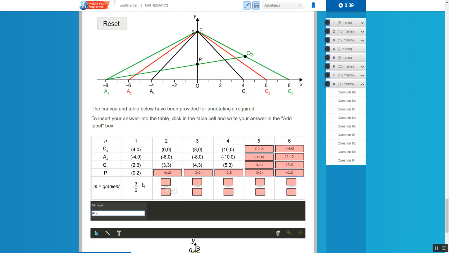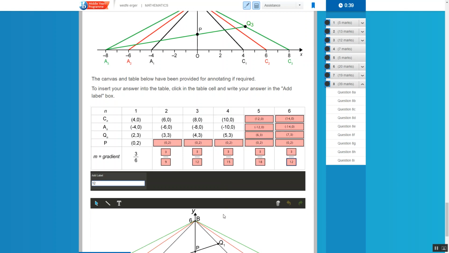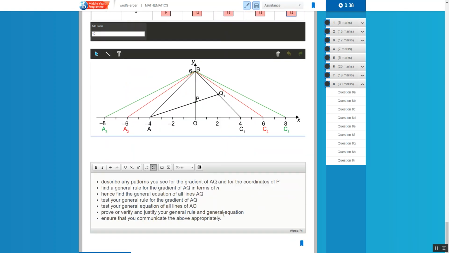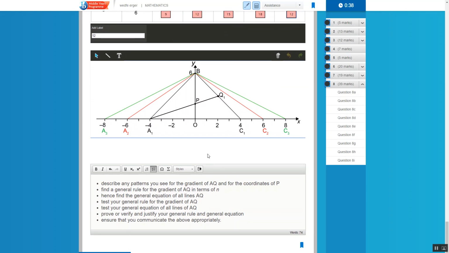Okay, and the gradient, we're doing 3 take away 0 over 2 take away negative 4. 3 take away 0 is 3. 3 take away negative 6 is 3 add 6, which is 9. Then 3 take away 0 over 4 take away negative 8, and the same with these ones. Okay, so if you follow the table, you're getting yourself 4 marks, which is quite nice. Now we're looking for, describe any patterns you see for the gradient AQ.